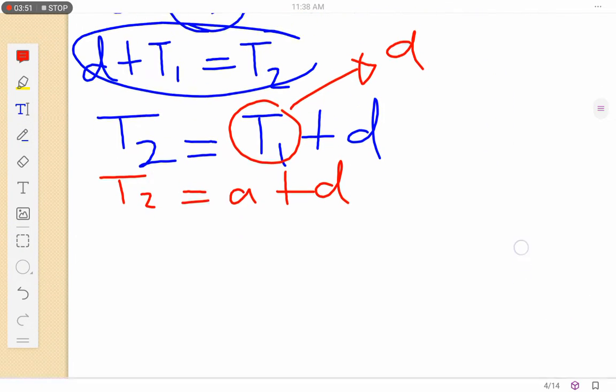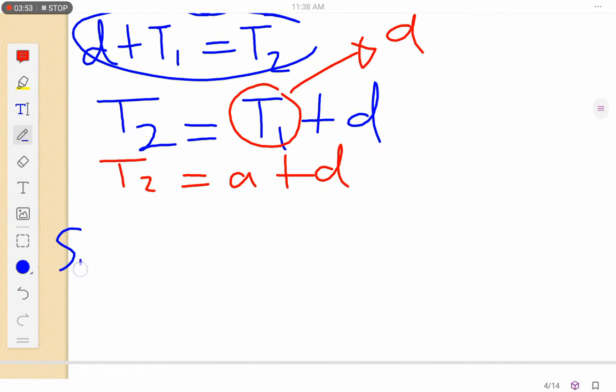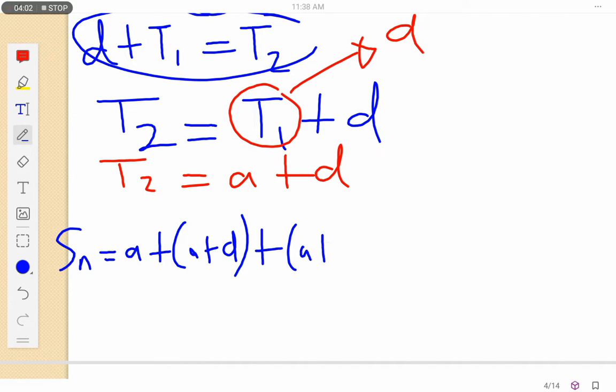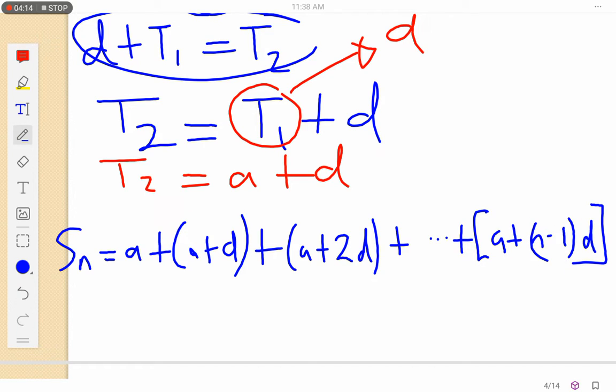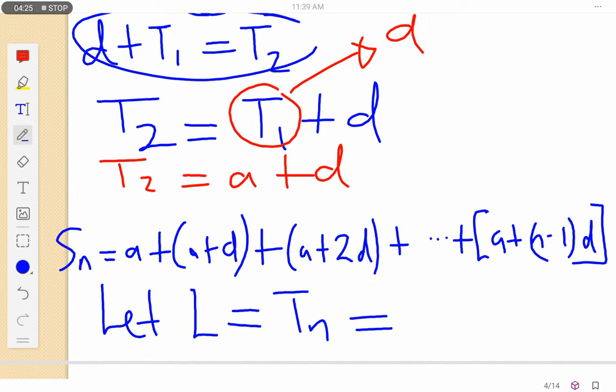Let me rewrite it again. We have the summation of n terms as A plus D, and A plus the third term, which is 2D, plus the last term A plus n minus 1 by D there. So this is how we have our last term. We can let L be equal to the last term, which is equal to this one.